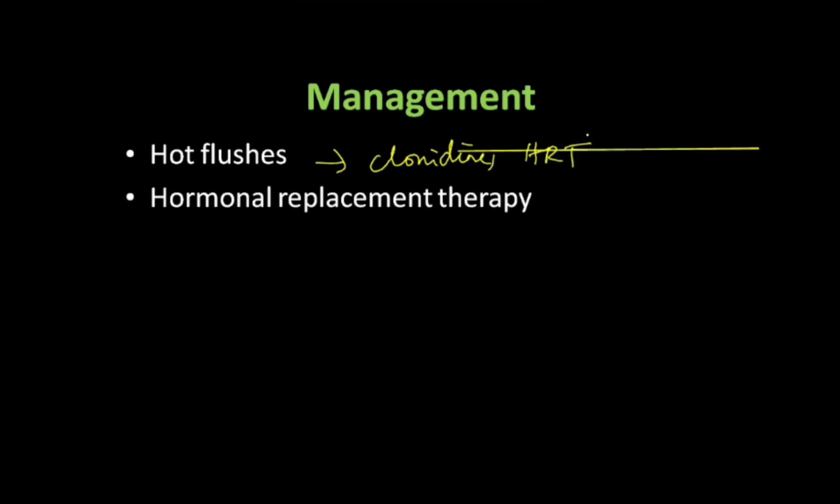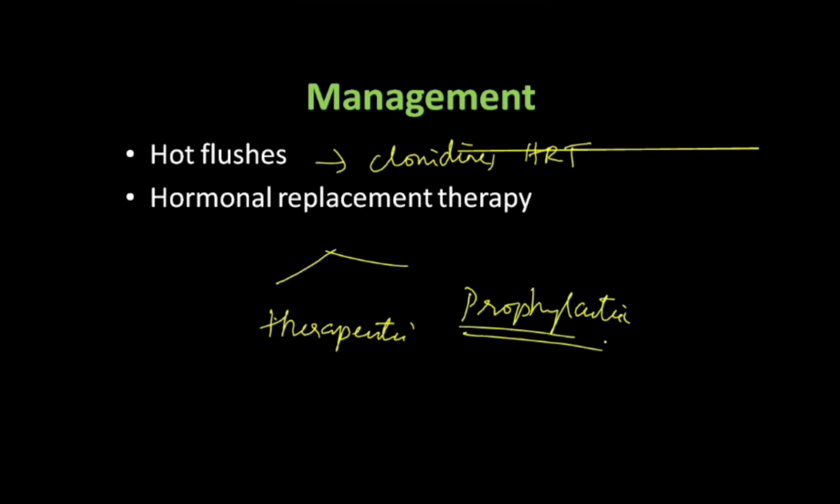Management of menopause. Hot flushes can be treated with drugs like clonidine and hormone replacement therapy. So now we are going to discuss hormonal replacement therapy in detail. Hormonal replacement therapy can be given for therapeutic uses and it can also be given for prophylactic uses. Prophylactic HRT is for women who are at risk of developing cardiovascular disease, osteoporosis or stroke. So they can be given prophylactic hormonal replacement therapy.